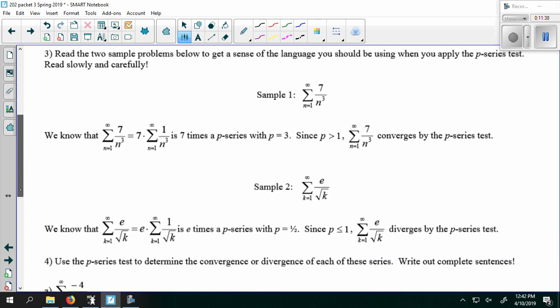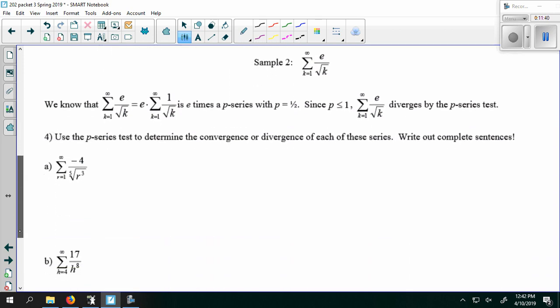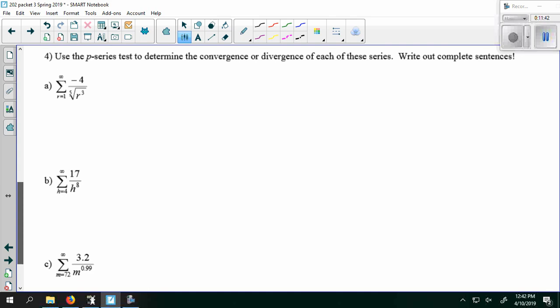So I will let you read these samples on your own, and we are going to jump down to these p-series test problems. And then we want to determine whether these converge or diverge. So first, I'm going to note that the -4 makes no difference. I can pull it right out of the sum. So this is 1 over. Now, the fifth root, you put that in the denominator of the exponent. So this is n to the 3/5.